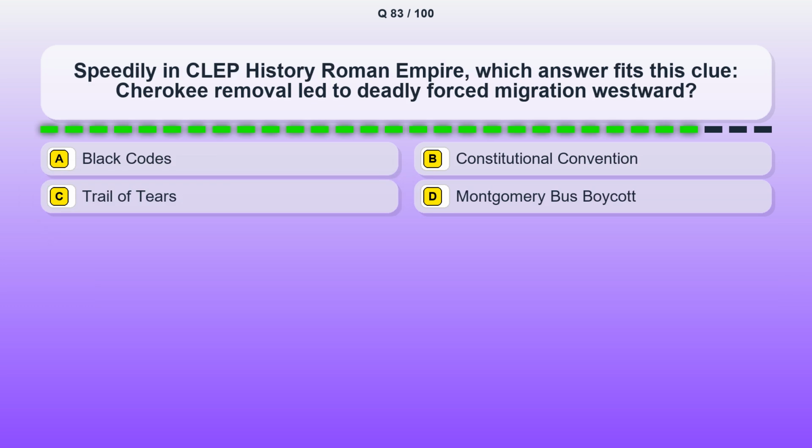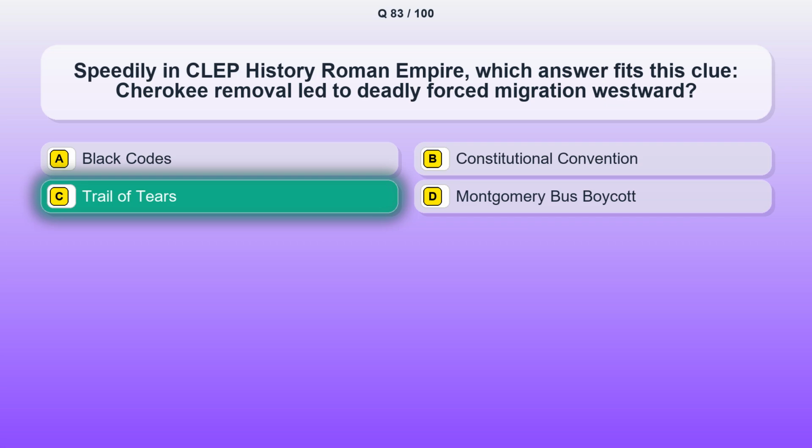Question 83. Speedily in CLEP History Roman Empire, which answer fits this clue? Cherokee removal led to deadly forced migration westward. Option A, Black Codes. Option B, Constitutional Convention. Option C, Trail of Tears. Option D, Montgomery bus boycott.